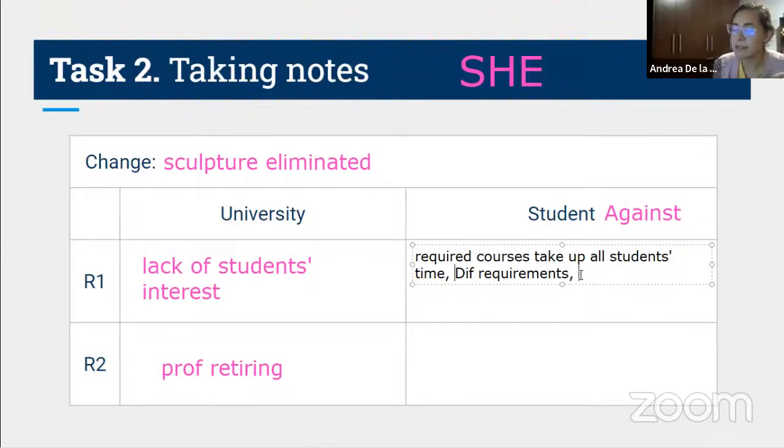So the student is directly answering what the university said, right? The university says, we are eliminating these because students are not interested. And the student is like, no, we are interested. It's just that we don't have time to take those courses because we have a lot of requirements to meet. So what you guys should do is you should change the requirements, right, for art students. So the student is directly responding to every argument that the university gave. Same thing for the second one. So what does the student think about the fact that the professor is retiring?